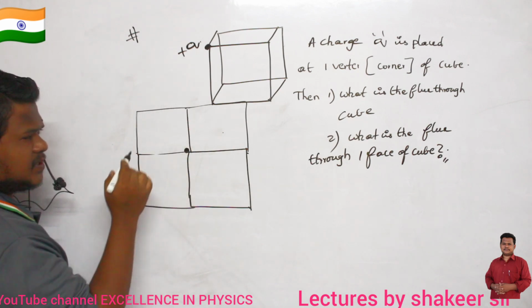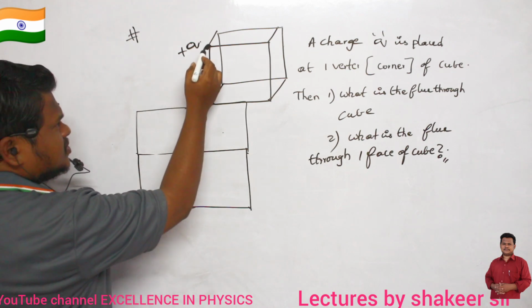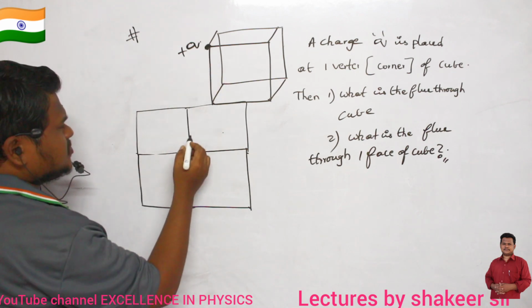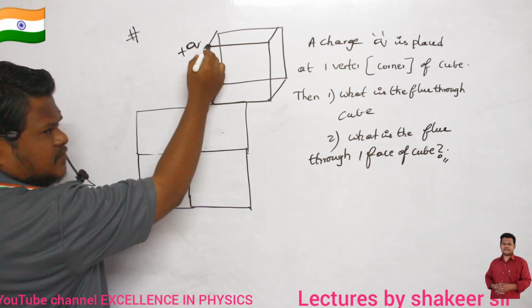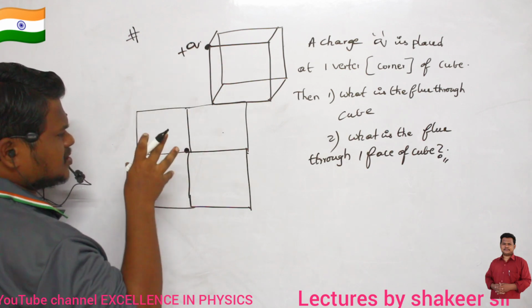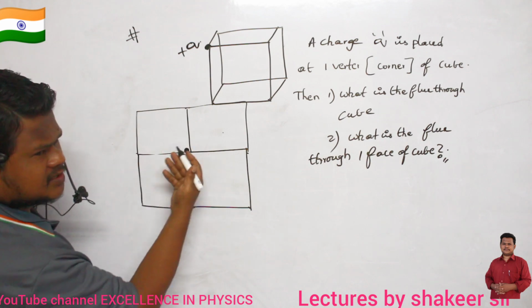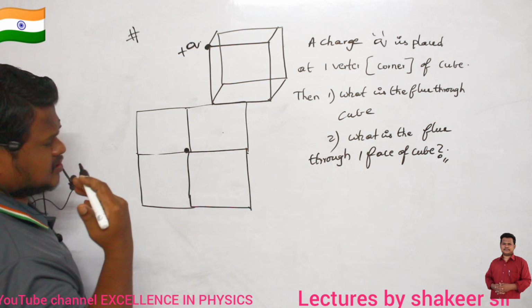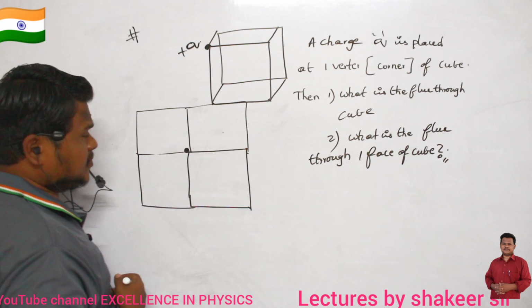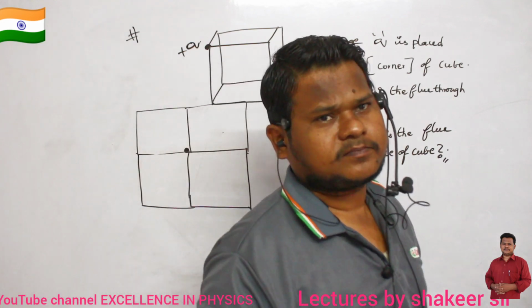So 4 cubes I can place. But this charge Q is present on the front face of this cube, no? So half of the charge will be entering into these 4 cubes, and the remaining half will be coming out. Are you able to understand what is happening here?